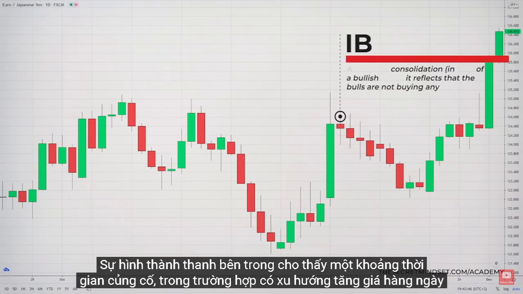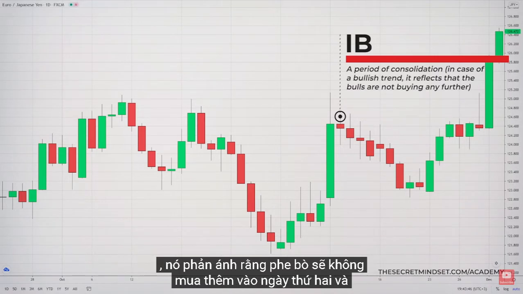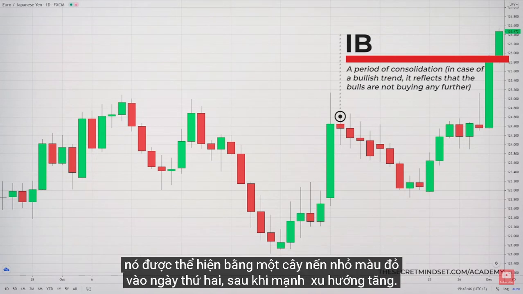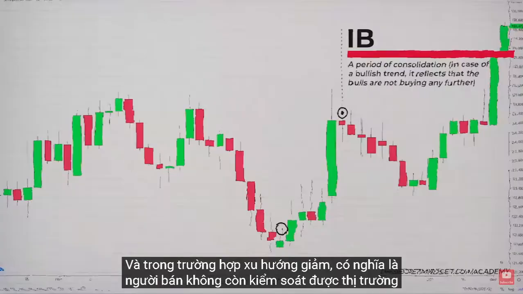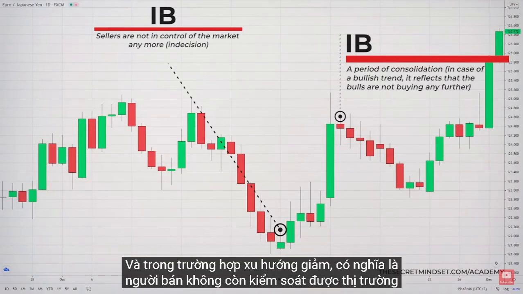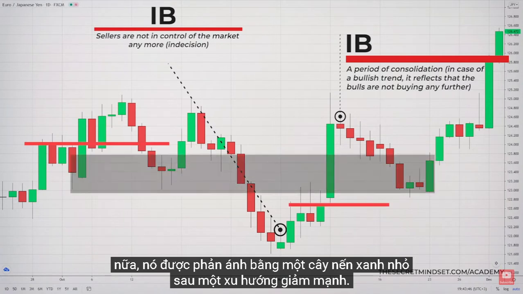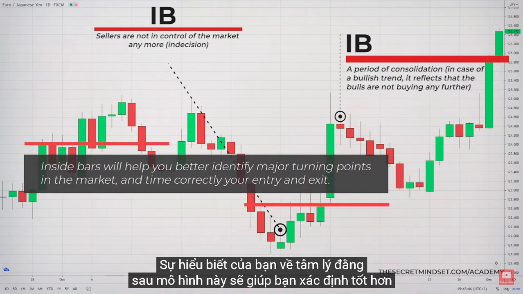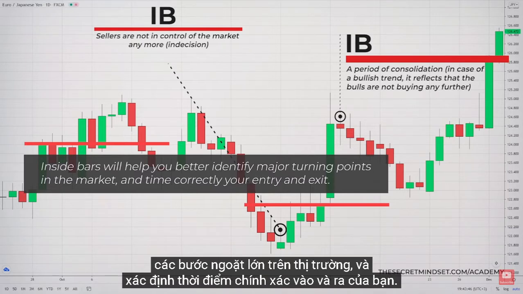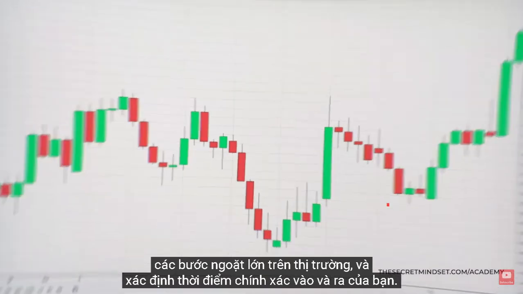The inside bar formation indicates a period of consolidation. In the case of a daily bullish trend, it reflects that the bulls are not buying any further on the second day, and is represented by a small red candle on the second day after a strong uptrend. And in the case of a bearish trend, it means that sellers are not in control of the market anymore, and it's reflected by a small green candle after a strong downtrend. Your understanding of the psychology behind this pattern will help you to better identify major turning points in the market and time correctly your entry and exit.